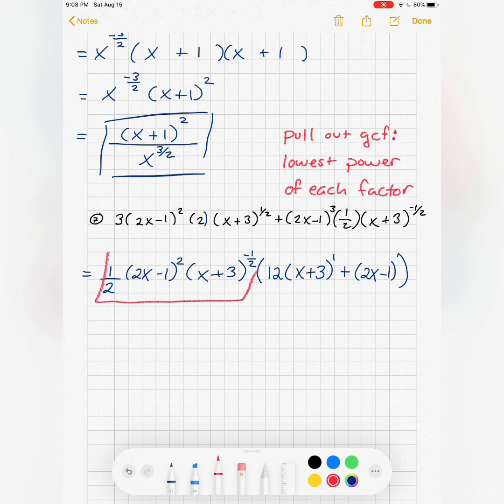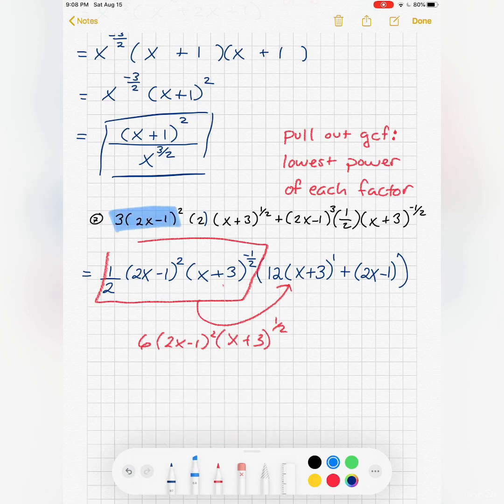All right, so here's my GCF. Let's look at distributing this. If I distribute here, 12 divided by 2 is 6. I'd have 2x minus 1 squared, and then x plus 3 to the negative a half plus 1 is a half. Does that match this? 6, 2x minus 1 squared, yes it does.